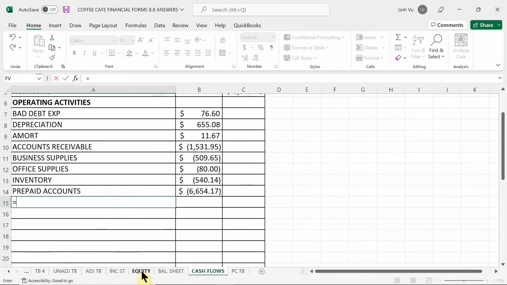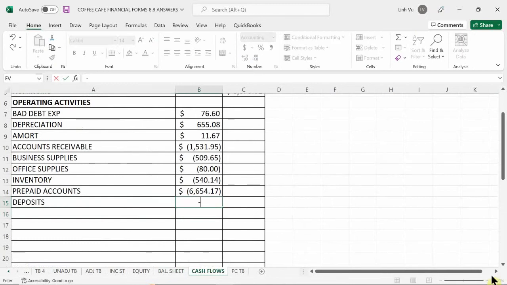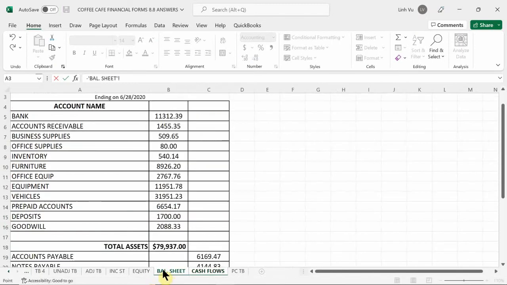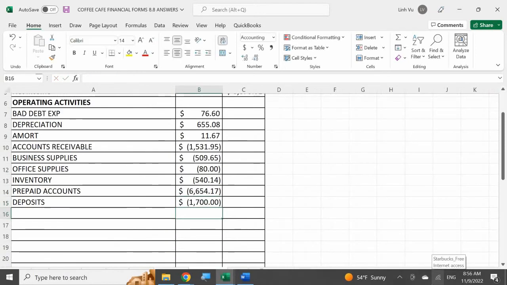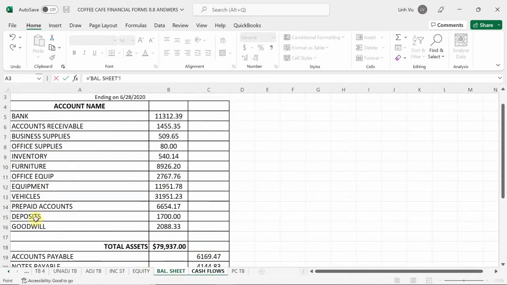Then let's see what's the next one. My next one, I believe, is deposits, right? Same thing. Do I actually have these deposits in cash, or did I spend it? In this case, I spent it, because I had to put down a deposit for the water, a deposit for the gas, and a deposit for the rent.